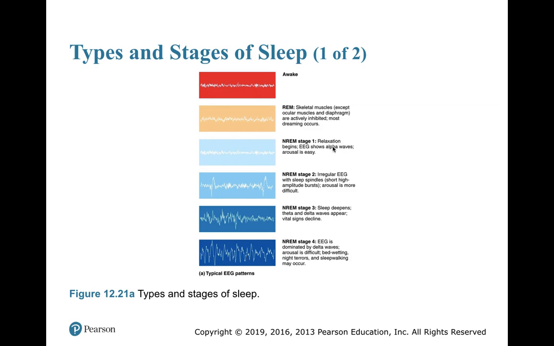Relaxation begins. EEG shows alpha waves, irregular EEG with sleep spindles. Sleep deepens, dominated by delta waves. Hard to wake someone from this. This is when bedwetting, night terrors, sleepwalking might happen. And then you cycle back to REM, when all the skeletal muscles, except for the eyes and the diaphragm, are actively inhibited, and this is when we dream.